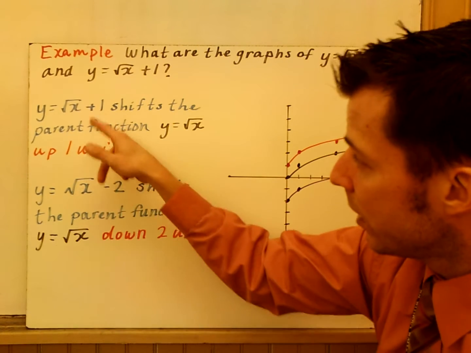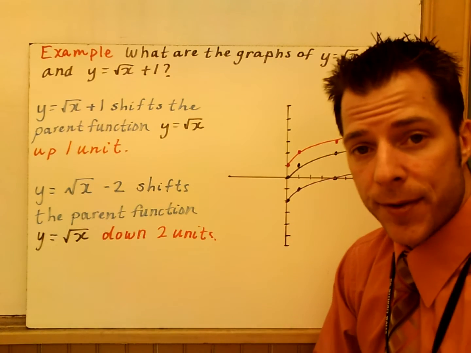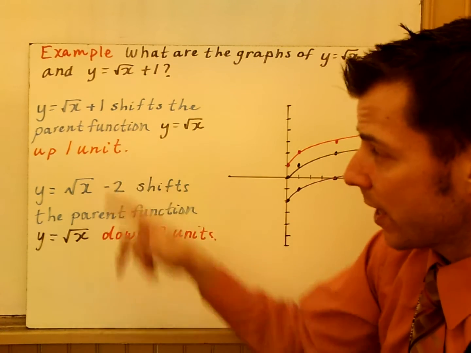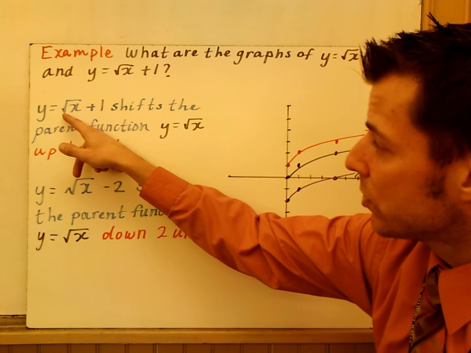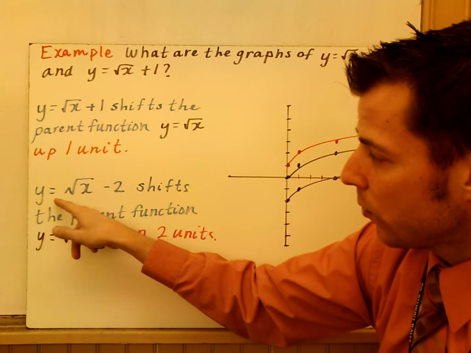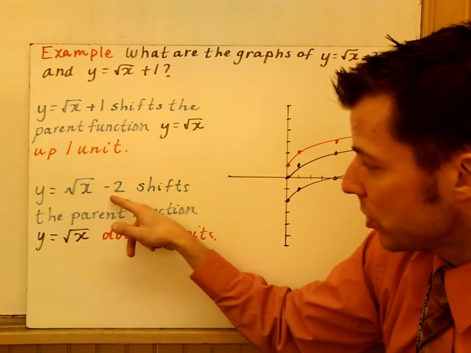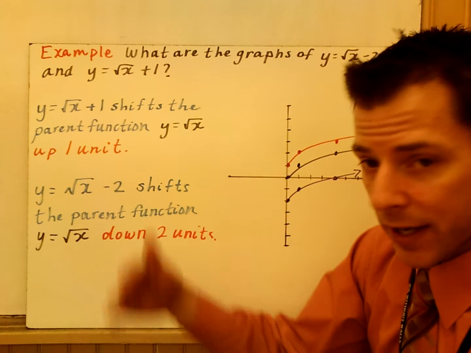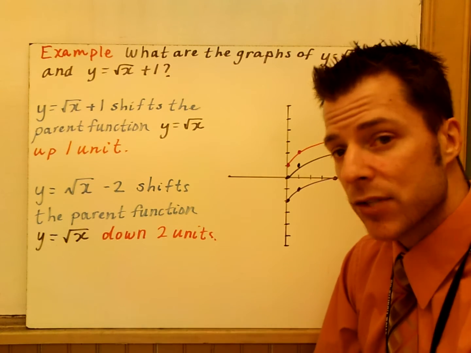And I've tried to shorten it up. So be very careful when you're looking at whether the value is under the radical or not. These are not under the radical. So the square root of x plus 1 shifts the parent function up 1 unit, and y equals the square root of x minus 2 shifts the parent function down 2 units. So we're affecting the y values here, not the x values.